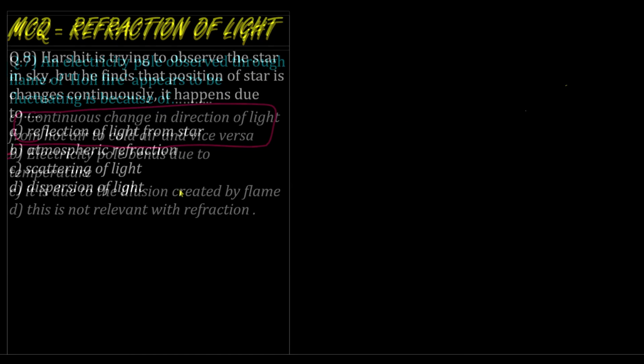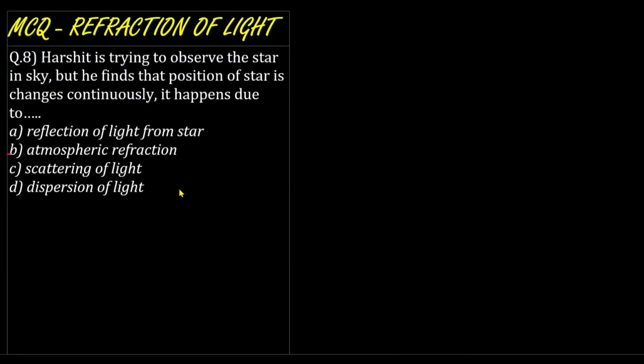Let's move to the next. In question 8, it says Harshit is trying to observe a star in the sky and he finds that the position of the star changes continuously. Well, it is talking about a small fraction of time. Do not get confused with the rotation of Earth and its revolution. That is a different thing. Here they are talking about, let's say this being the star. I took this as the star here, right? So what is happening here? He is talking about its position changing like this, right, changing like this.